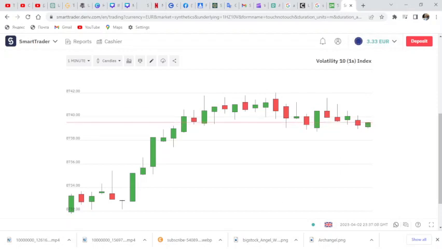So you can basically be doing that here, scalping throughout. Just ensure that you follow step by step.